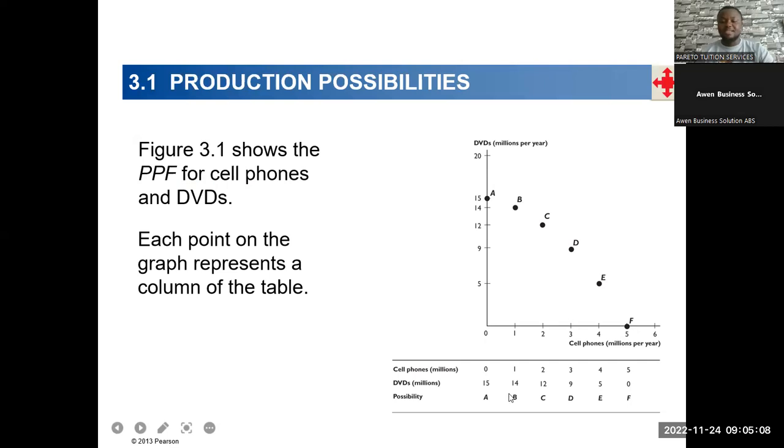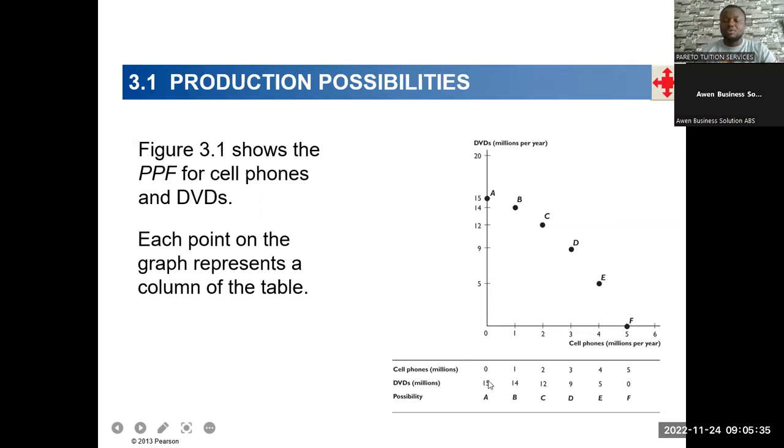If you take B, now we are producing a unit of cell phone, which means we have to sacrifice some of the DVDs. Initially, for A, we could only produce 15 million DVDs without producing any cell phone. Now, if we want to produce one cell phone, then we have to sacrifice some of the DVDs that we produce. Why? Because we are using the same resources.